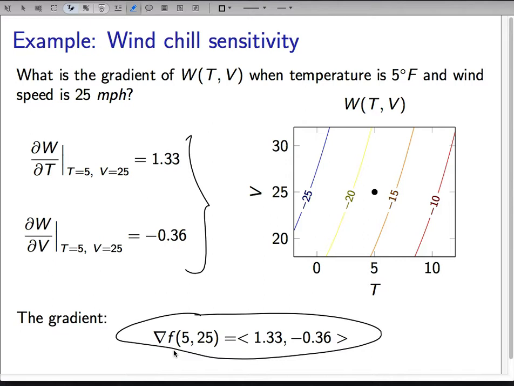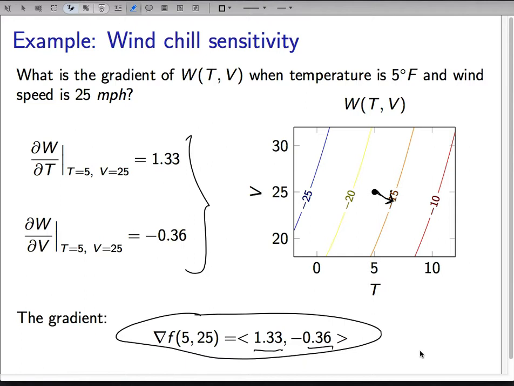And if we think about plotting that on the graph, I need to go to the right 1.33 units and down about a third of a unit. So if I move over a little bit here and down here, I can imagine that the vector I'm drawing looks something like that.